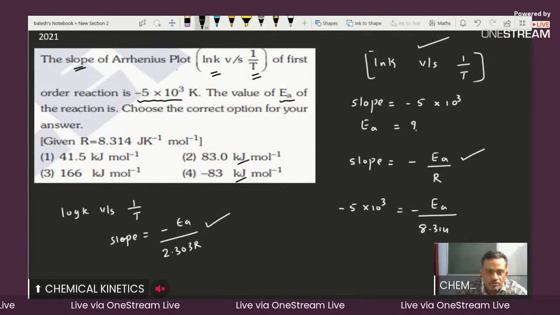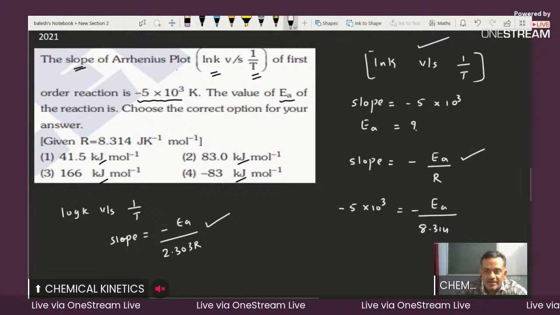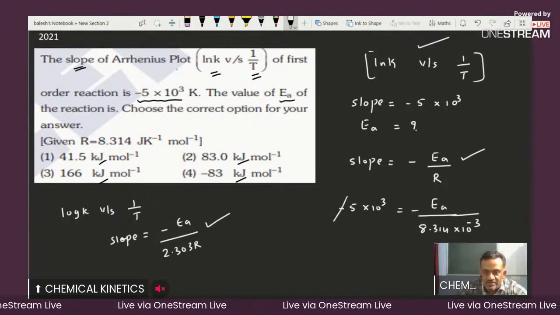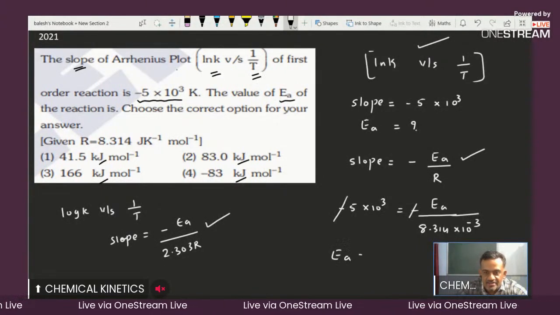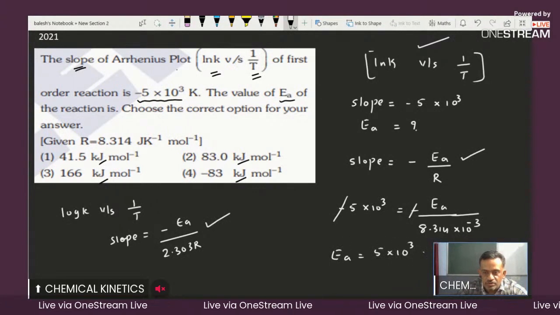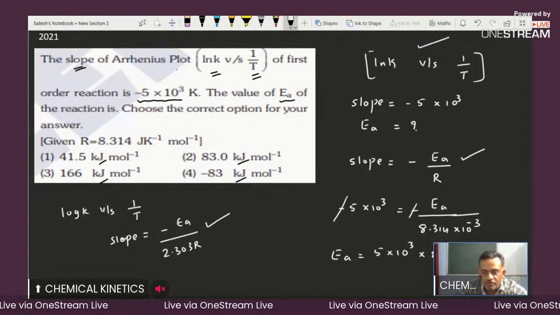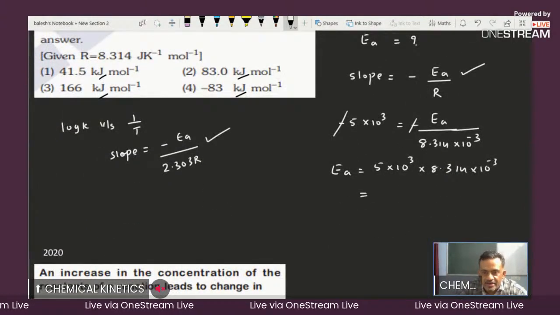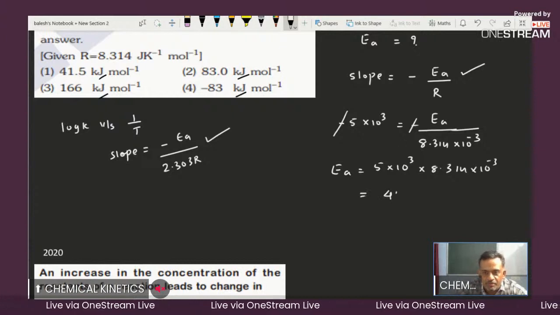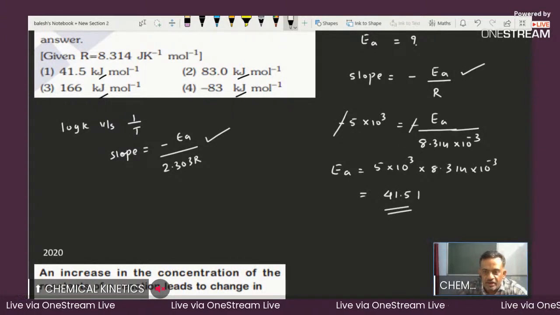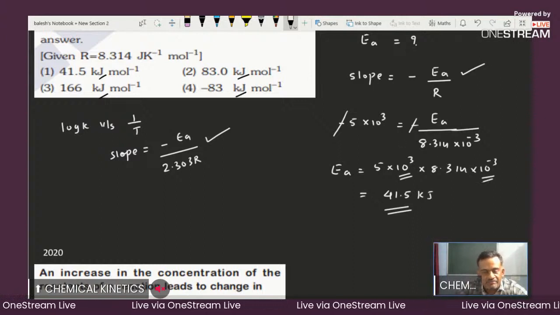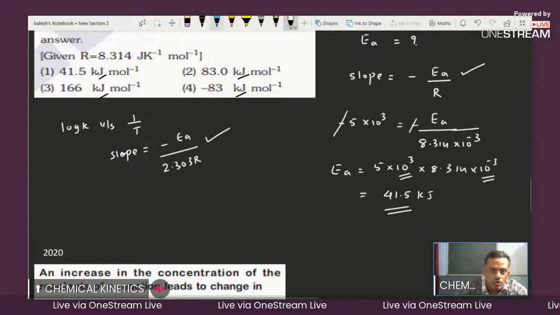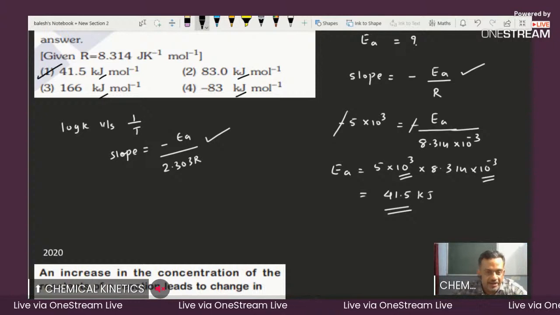But your options are in kilojoule. If your options are in kilojoule, I'll keep this 8.314 also in kilojoule. That would be 10 raised to minus 3. So the negative sign gets cancelled. I'll take Ea equal to 5 into 10 raised to 3 into 8.314 into 10 raised to minus 3. So here 10 raised to 3 and minus 3 get cancelled. 5 into 8.314 will be approximately 41.5 kilojoule. So the answer for this question would be option A.